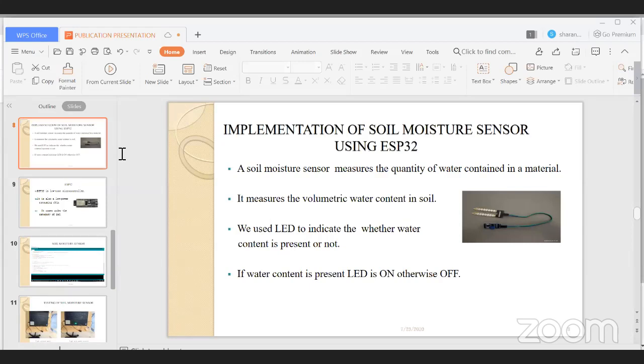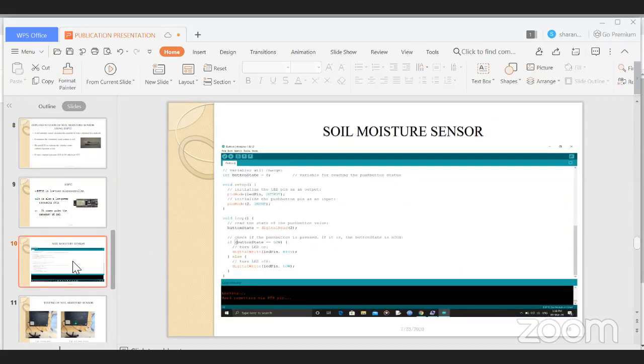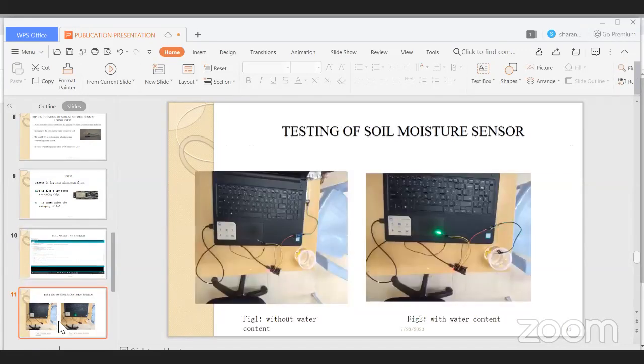We implemented the soil moisture sensor using an ESP32. The soil moisture sensor measures the quantity of water contained in the soil or not. It measures the volumetric water content. And we use an LED to detect whether the water content is present or not. If the water is present, then the LED is on. If the water content is not present, the LED will be off. We wrote the program for the soil moisture sensor to detect the water content or not. This is the testing of the soil moisture sensor without water content and with water content.